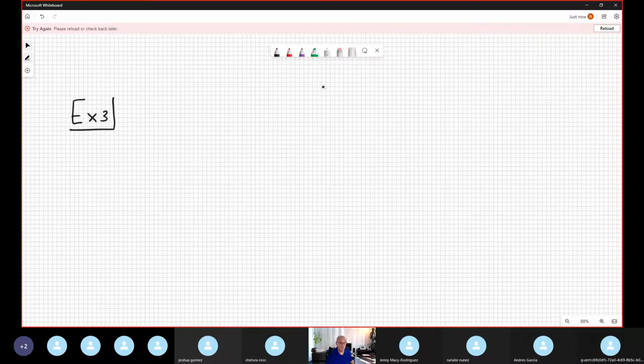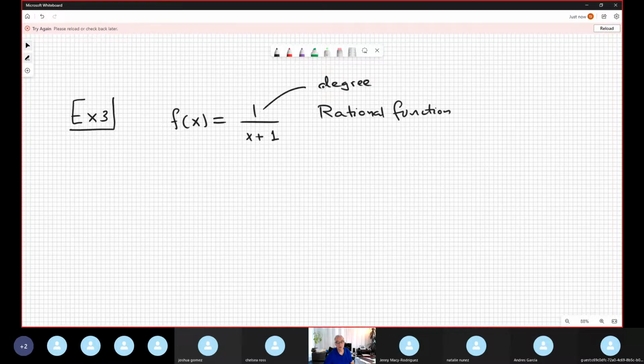Okay, so now suppose in this example that the function is 1 over x plus 1. Oh, it's easy. It's a rational function. Okay. The polynomial on top has degree 0 because it's just a constant number. And the polynomial on the bottom has degree 1, linear. Okay, you are familiar with this. Okay, so now I need to determine if it's one-to-one.